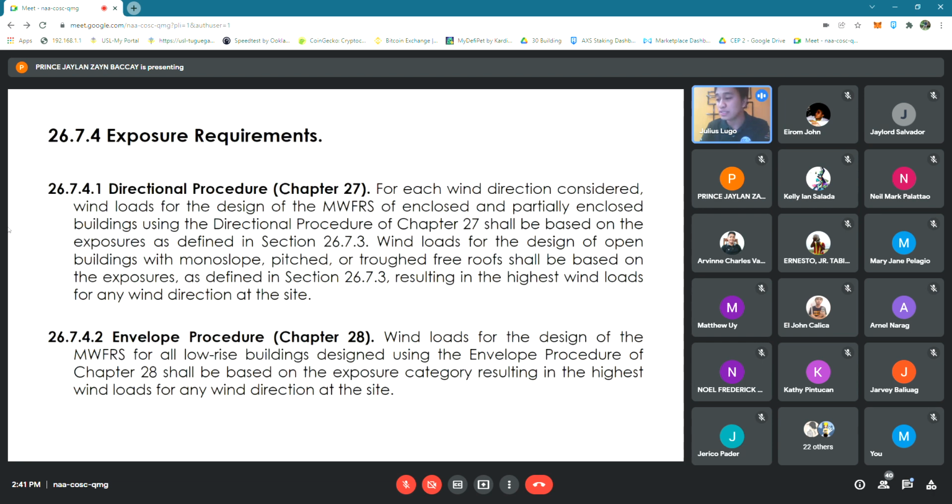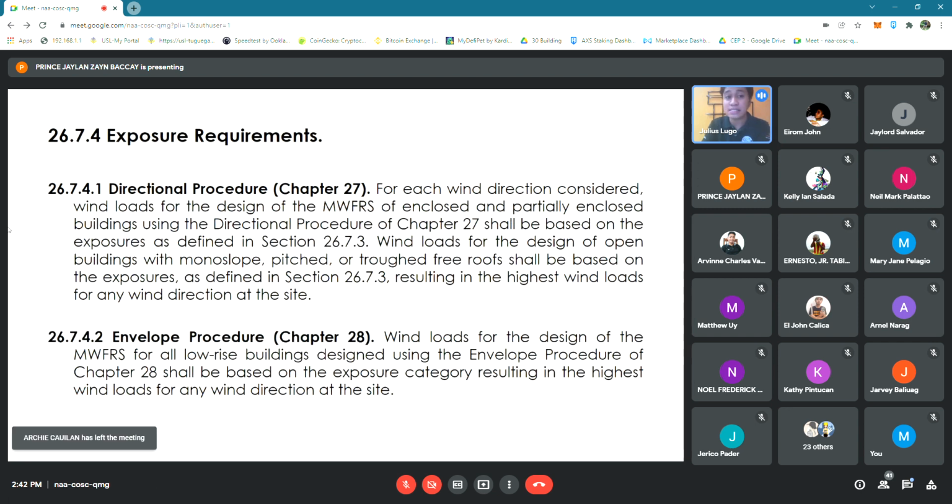Wherein yung sa envelope procedure naman, it shall be based on the exposure category resulting in the highest wind loads for any wind direction at the site. So for the envelope procedure, we need to check kung ano yung possible combination that will give us the most critical loading. Okay, the most critical loading. So it could be exposure B, it could be exposure C or D. It really depends kung sino yung magbibigay sa atin ng highest critical wind loading.